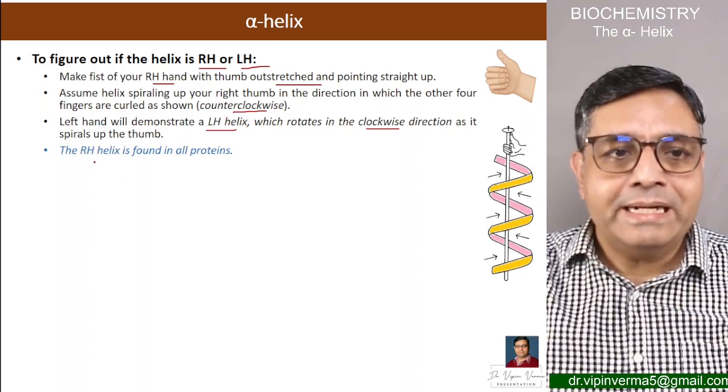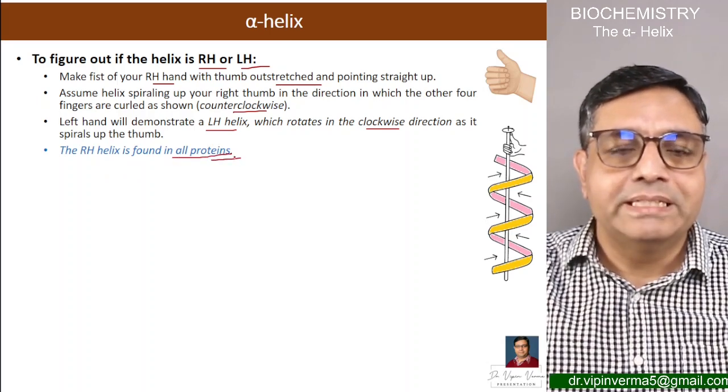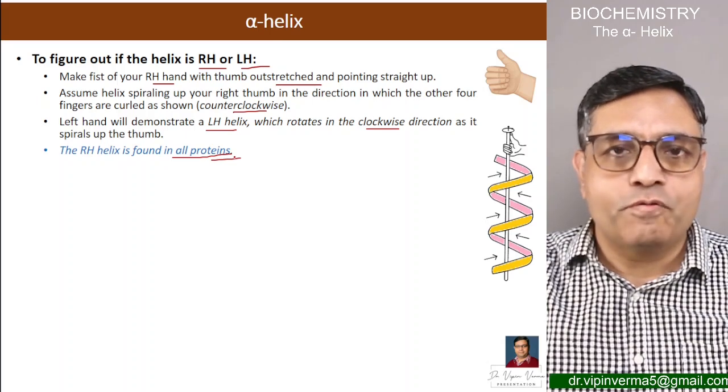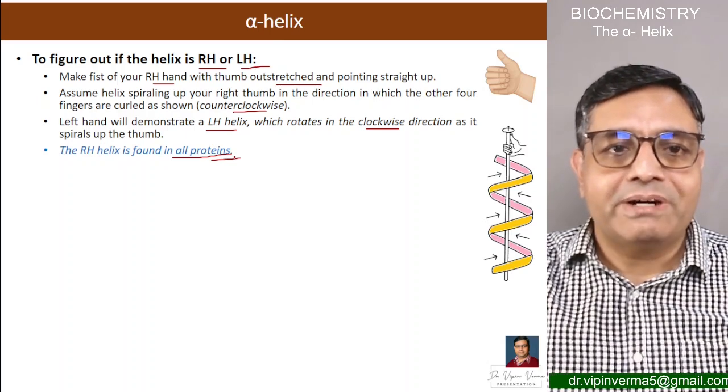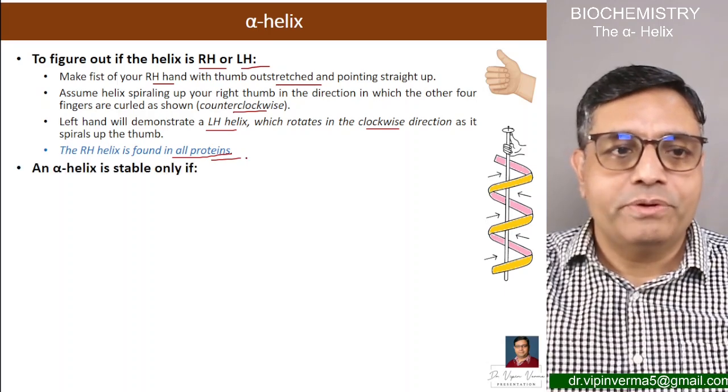So the right hand helix is found in all the proteins. You remember, whatever proteins we have studied so far, every protein has a right hand helix and no left hand helix has been found here.